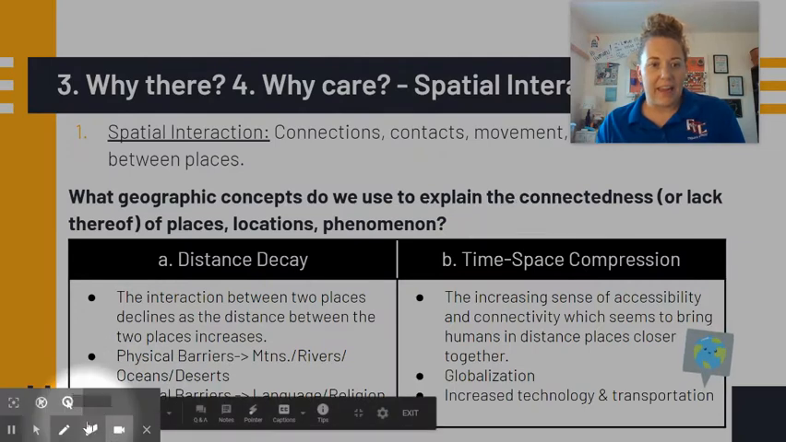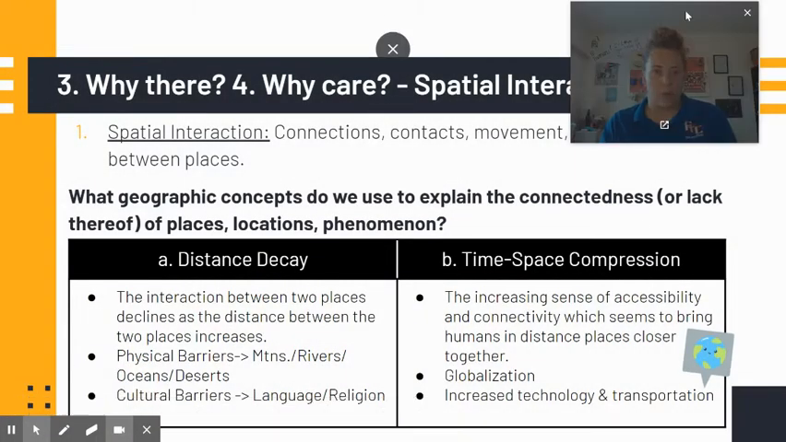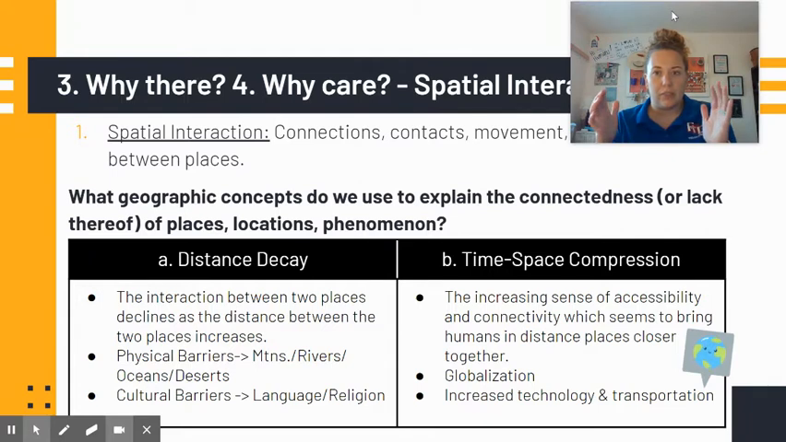All right, why there, why care? So basically, again, a lot of what we're going to talk about in this class is spatial interaction. How do places connect with each other? And then there are two types of concepts you need to be familiar with when we talk about the connectedness or lack thereof. So we have the first idea of distance decay.